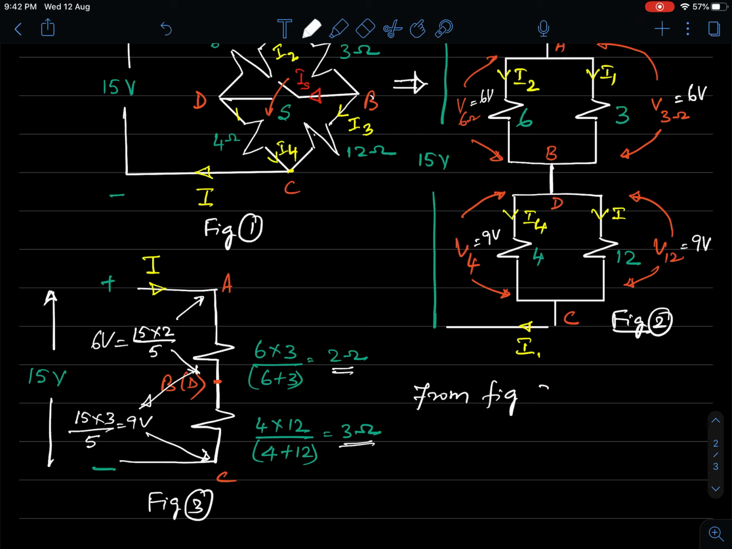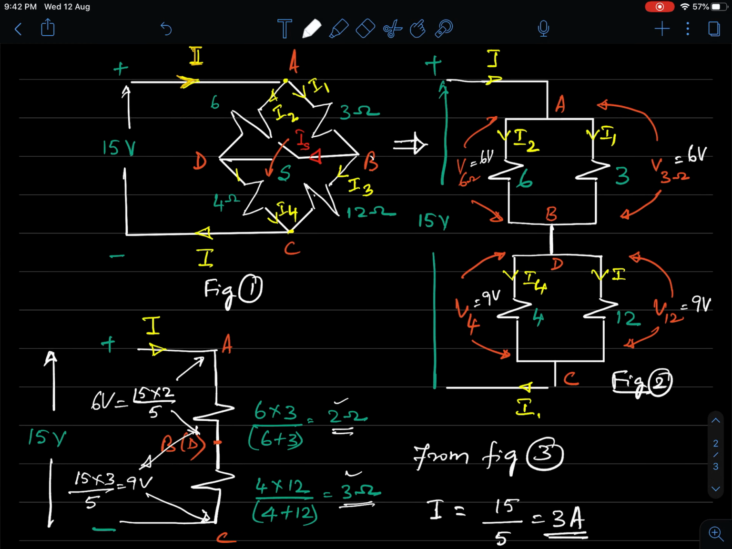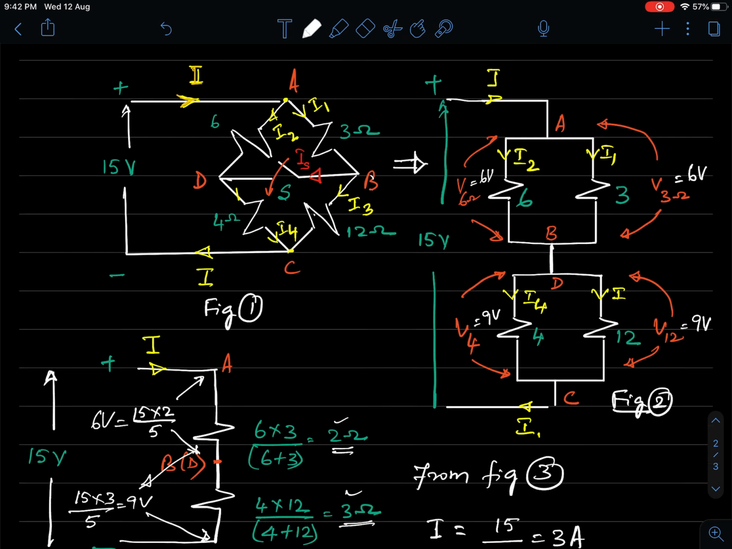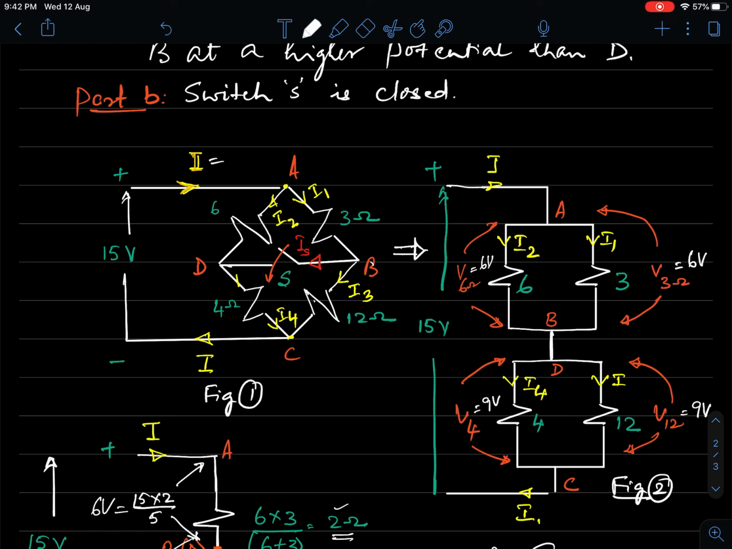From figure 3, the current I is simply equal to 15 divided by 5 ohms, since the 2 and 3 ohm resistors are in series and carry the same current. So 3 amperes is the current. Whether it is figure 1, figure 2, or figure 3, I is the same, that is 3 amperes. I'll put it back in figure 1. We have computed this current now.